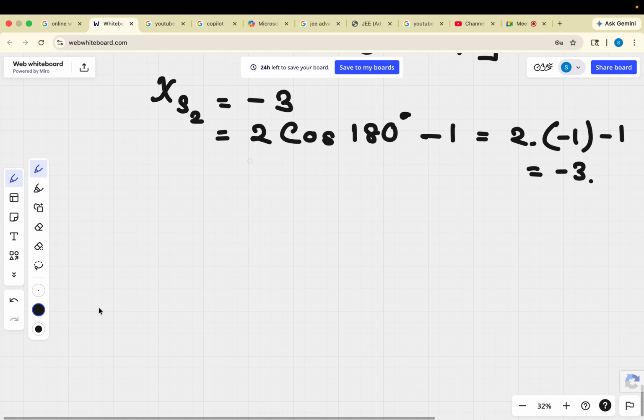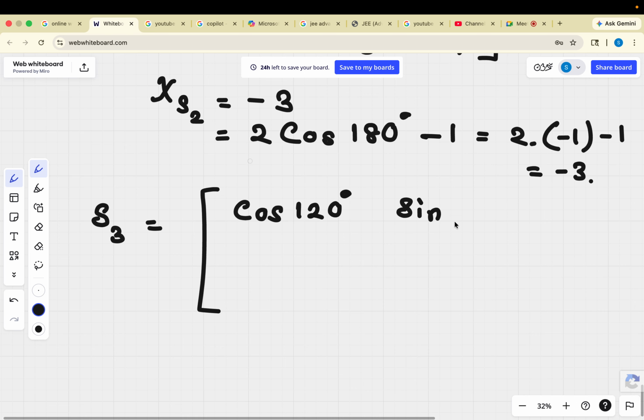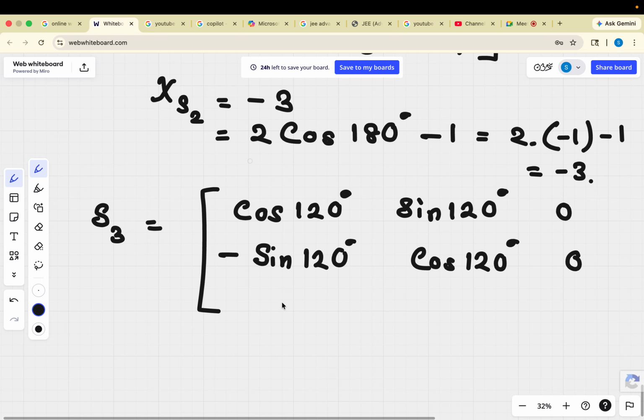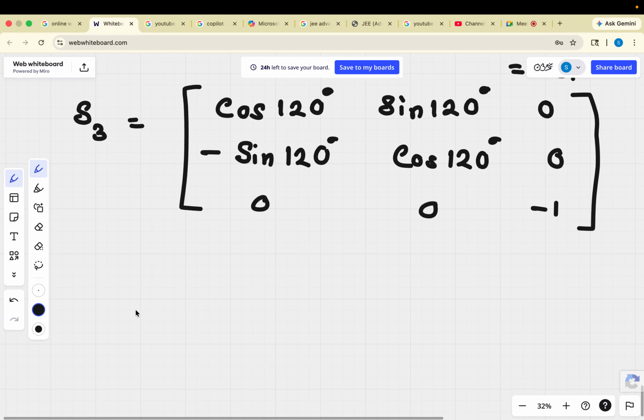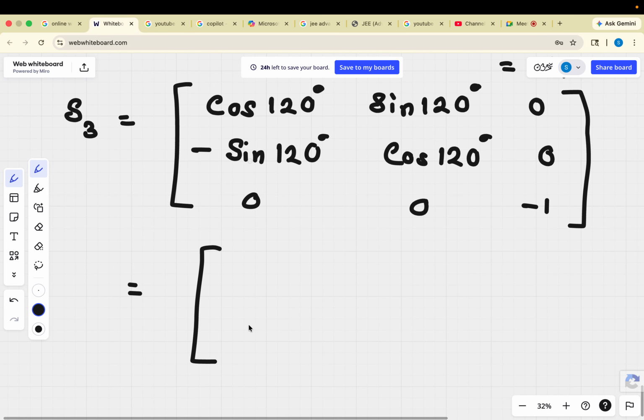Okay, similarly you can find out for S3. For S3 it will be cos 120 degrees, then sin 120 degrees, then 0. Next will be minus sin 120 degrees, cos 120 degrees, 0, and the last one will be 0, 0, minus 1. Now tell me the value for 120 degrees. For cos 120 degrees, the value will be minus half, right?